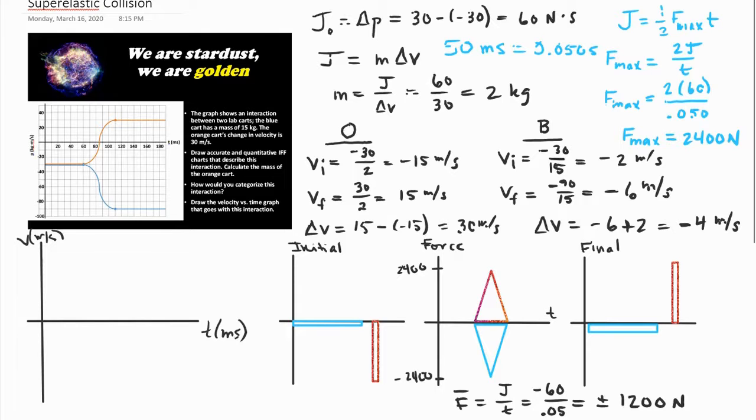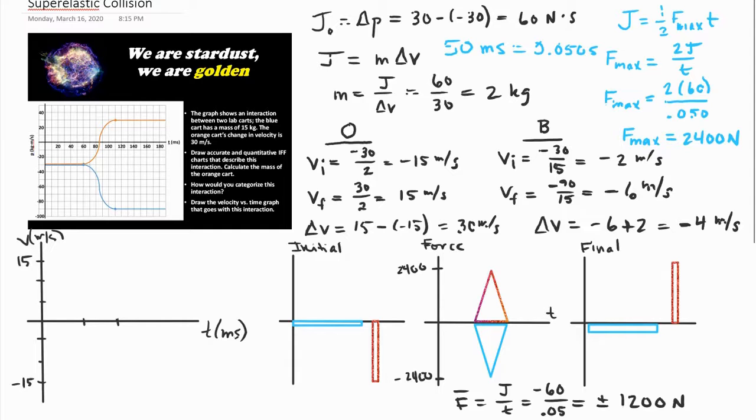All right, let's start with the orange cart. Let's see, maybe we should make some tick marks here. We've got to go from negative 15 to positive 15. So this should be not too bad. So right there will be negative 15. And up there will be positive 15. All right. And let's try to match this up here. So the collision starts about right there and it ends about right there.